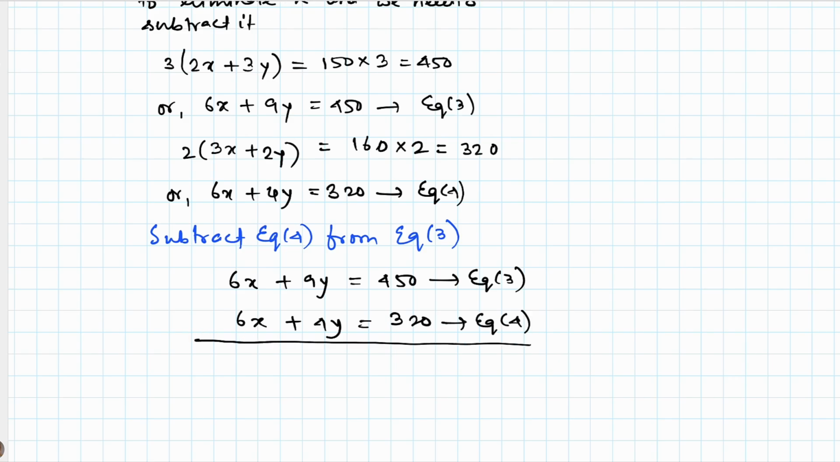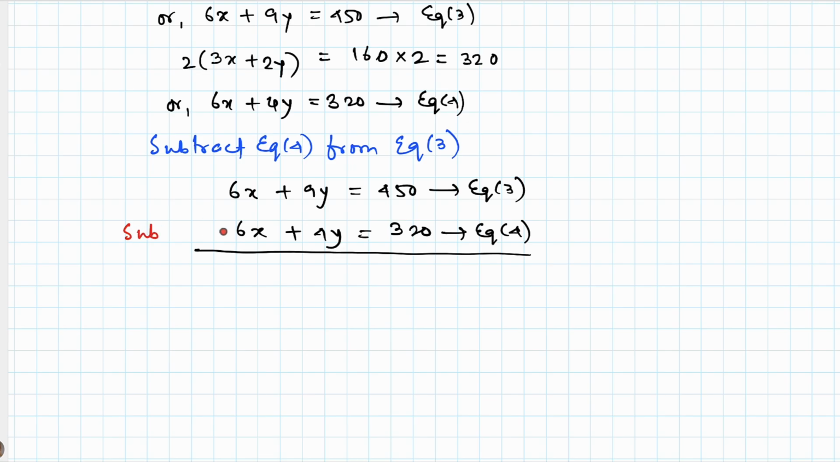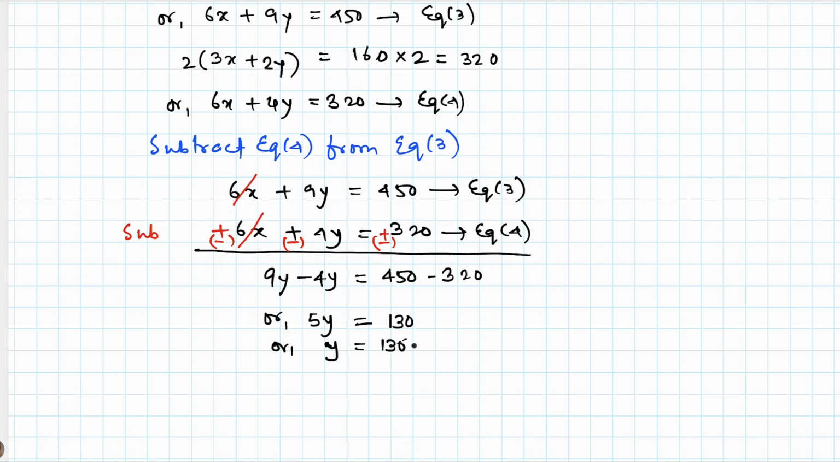And now we are subtracting this. So signs change, 6x cancels, we have 9y minus 4y, which is equal to 450 minus 320. Then 5y equal to 130, and y is equal to 130 divided by 5, which gives us 26. So we have got the value of y.